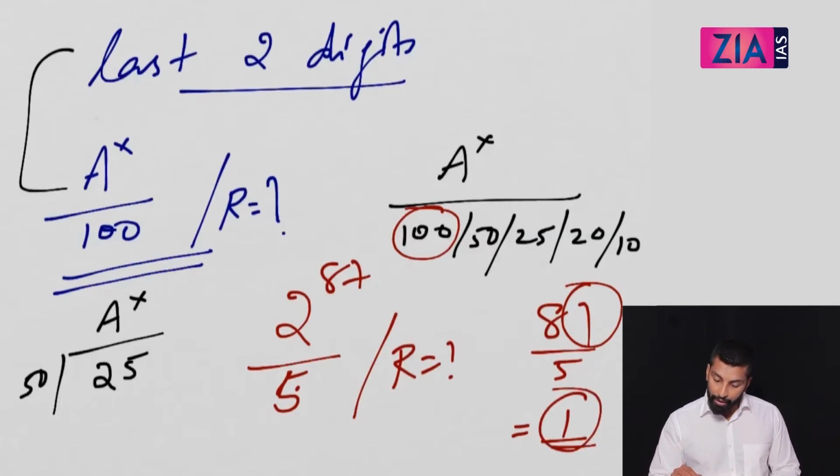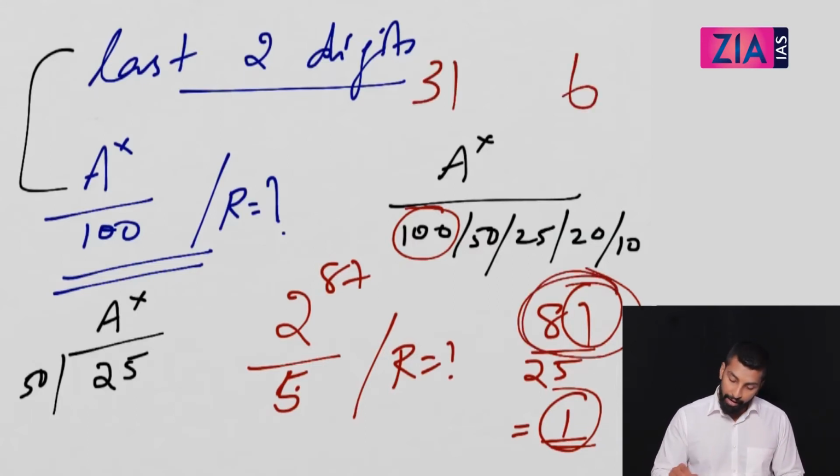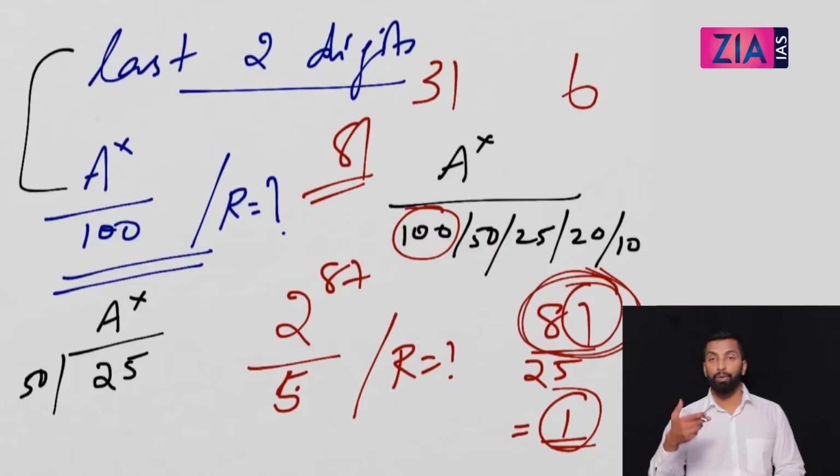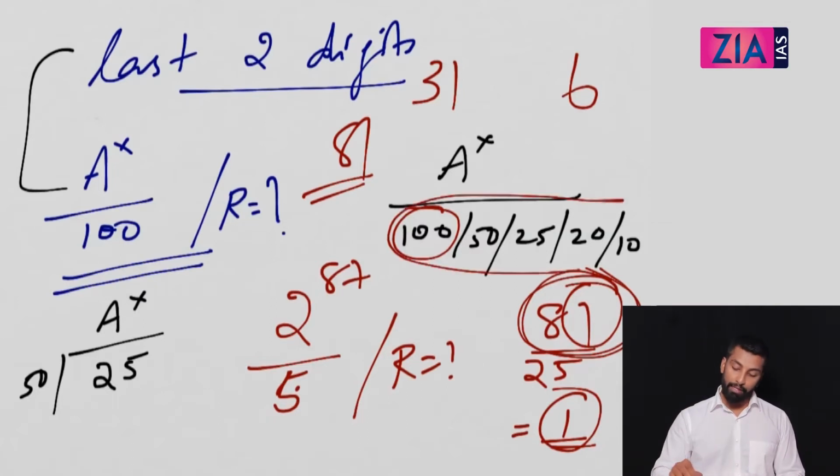Divide by 25, you get remainder 6. Divide by 50, you get remainder 31. Divide by 100, you get 81 itself as a remainder. The last two digits, if you find, that is actually the remainder when divided by 100. But I can find the answers for all these also, whether 50 or 25 or 20 or 10 or 4 or 5 or 2, etc. So I hope this is clear for you.